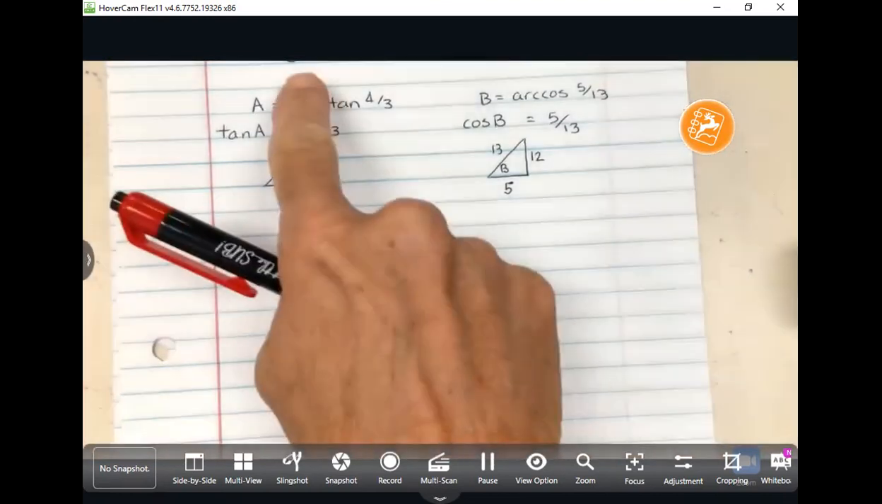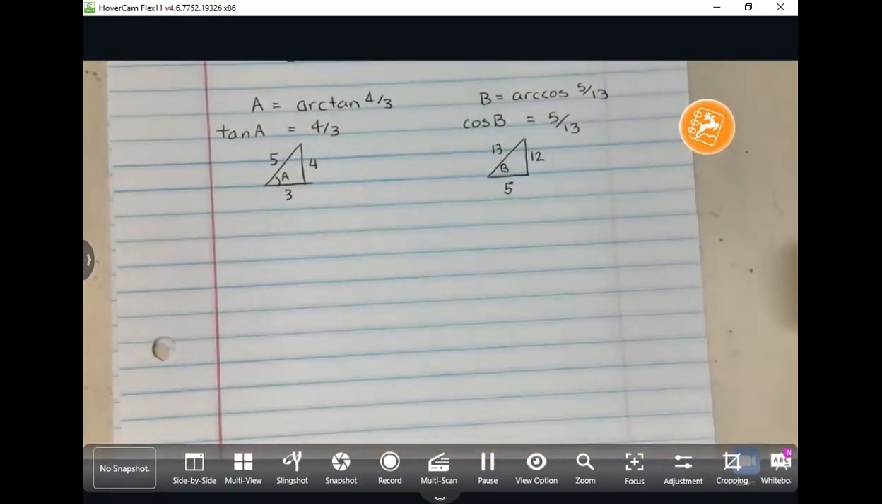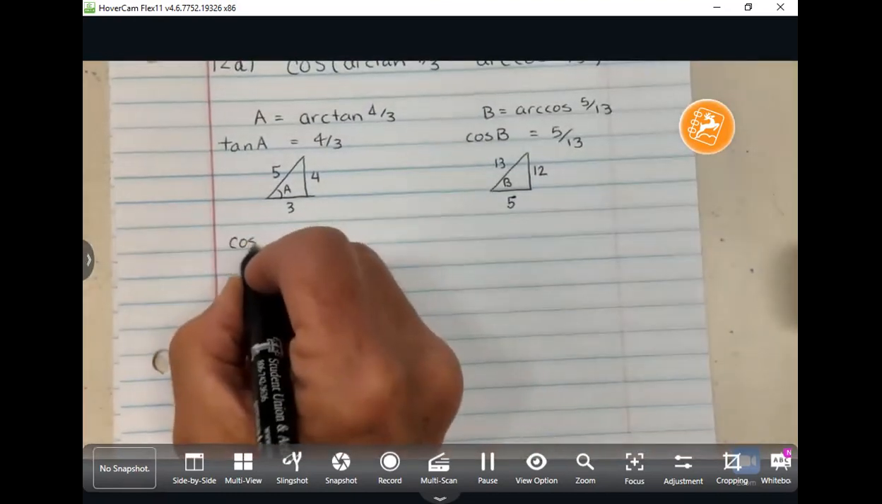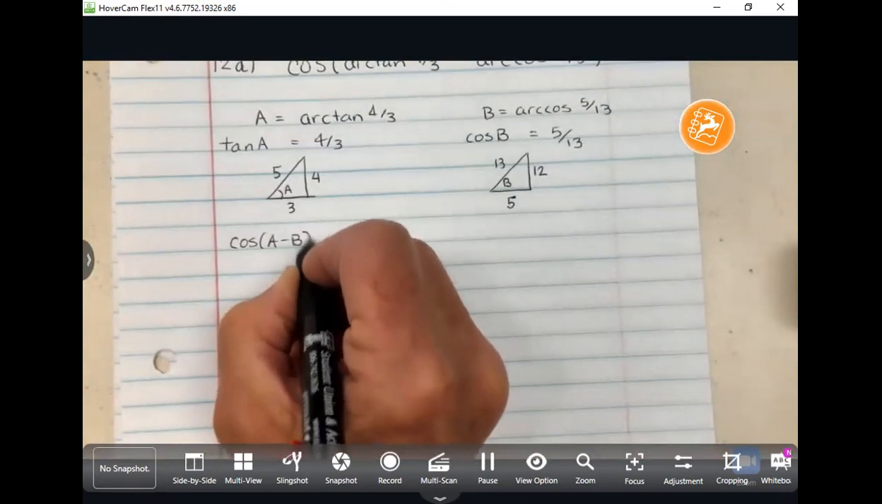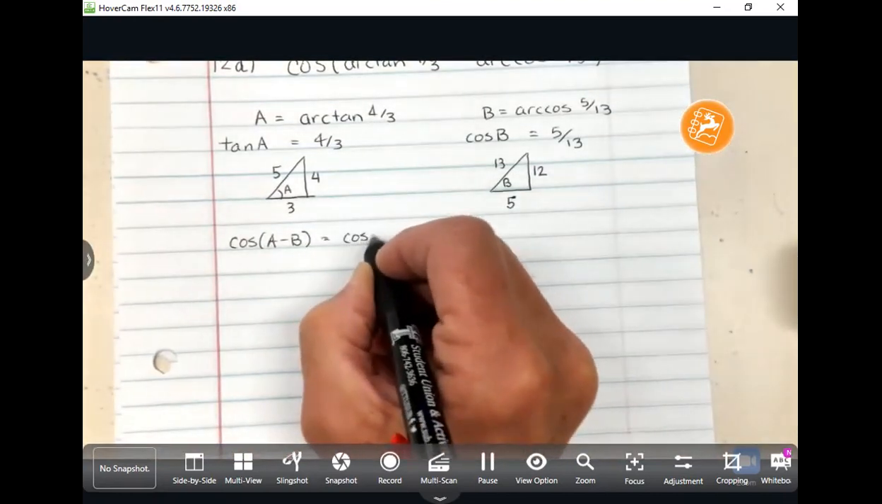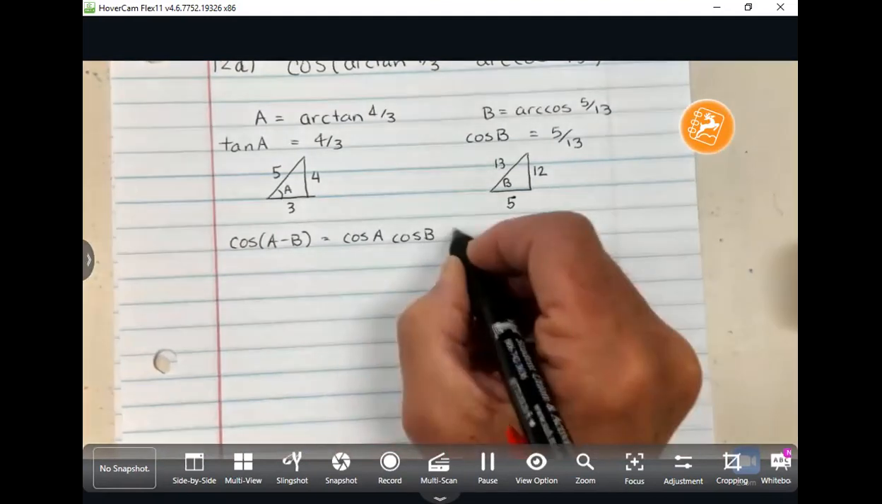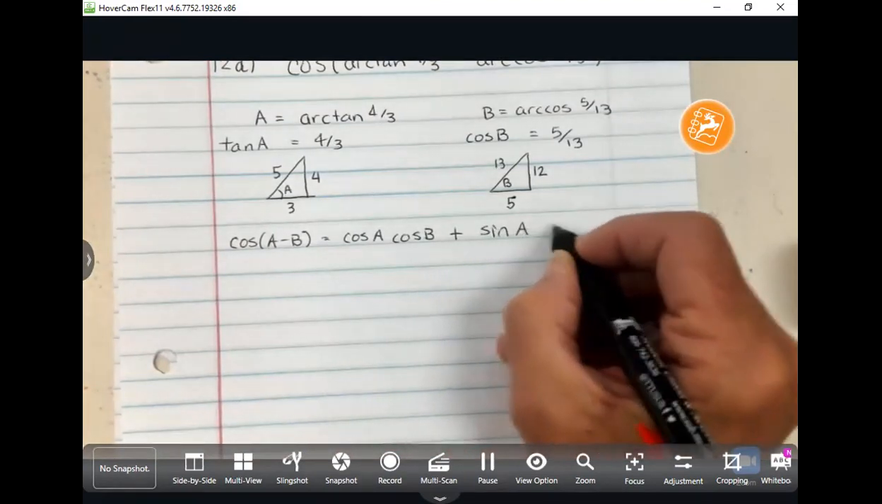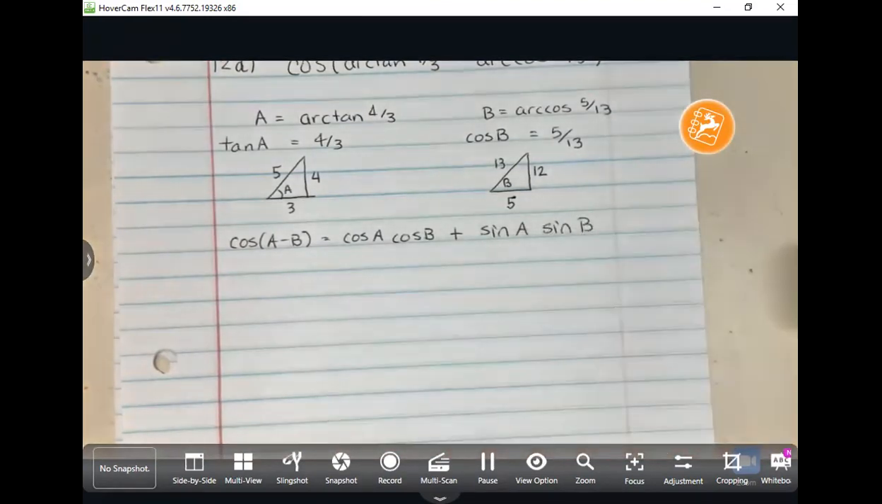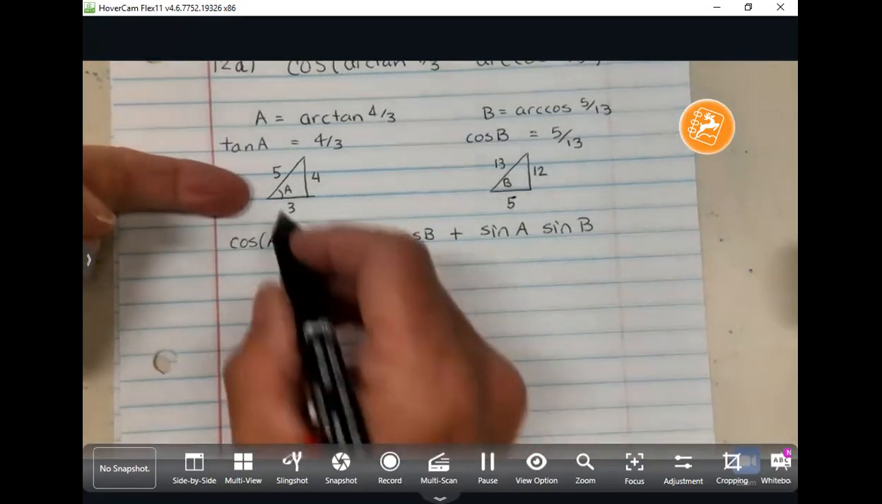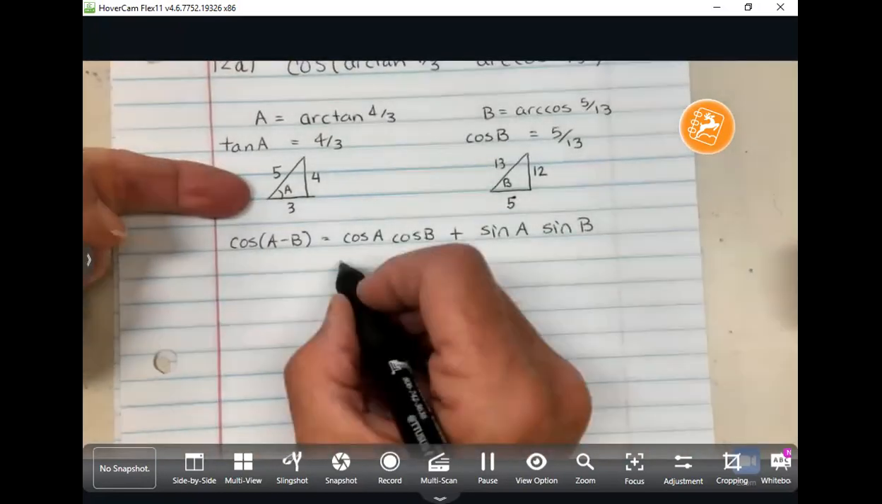Now I'm going to rewrite this as the cosine of A minus B because I have an identity for that. I'm going to say that the cosine of A minus B is cosine A cosine B plus sine A sine B. That's one of the identities you'll be given. You can look that one up. Now I go to the picture for angle A. Cosine of this angle is 3/5, adjacent over hypotenuse.